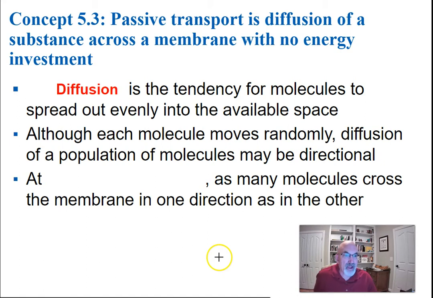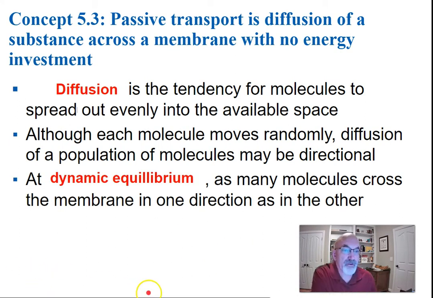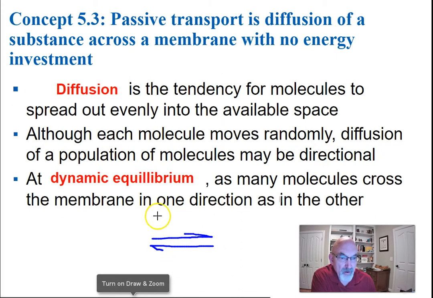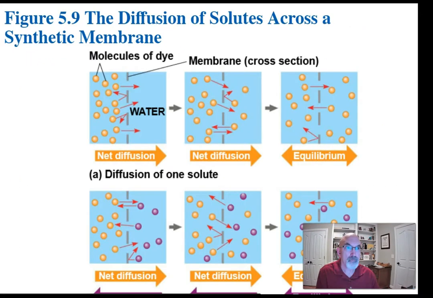At dynamic equilibrium, as many molecules cross the membrane in one direction as move in the opposite direction. And we use a symbol for this, that double-headed arrow, the same symbol that you would use in an equation where you have the equilibrium constant represented.